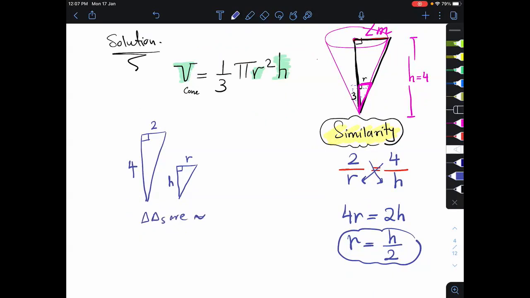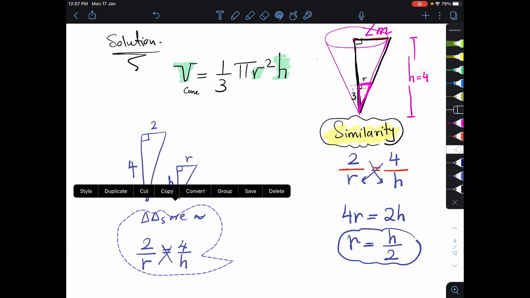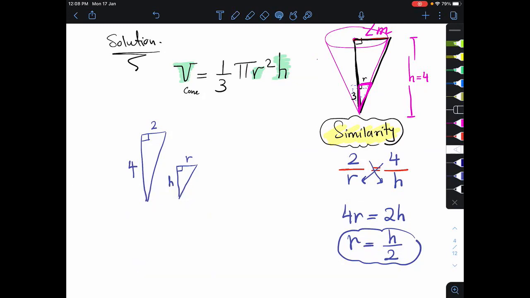Are what? Similar. Okay, they are similar, so corresponding side lengths are proportional. The r here over the r here is equal to the ratio between side lengths, which equals 2 over 4 over h. And cross product and solve for r. Understood now?